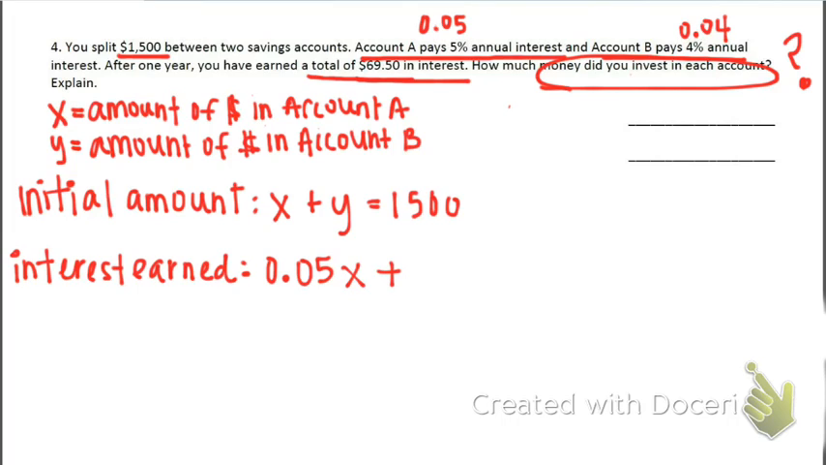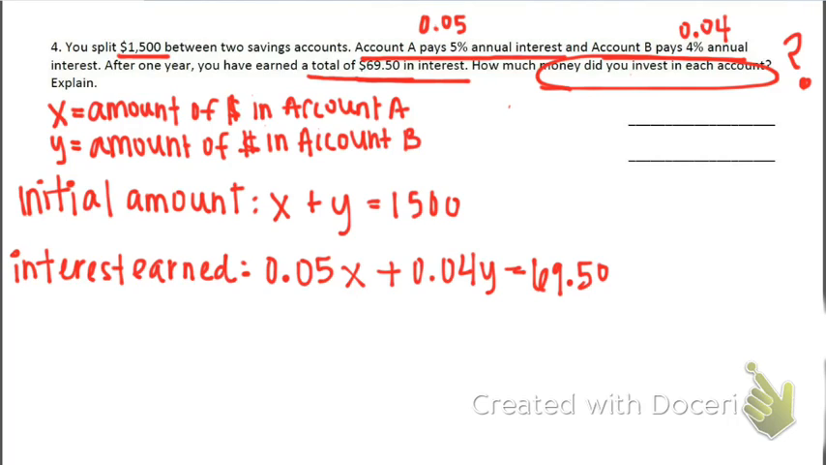Plus, what's my interest rate for account B? Rose, what's my interest rate for account B? 0.04. So 0.04y, right? Times how much is in account B equals what, guys? How much money did we make in interest? $69.50. So equals $69.50. So there are your two equations.